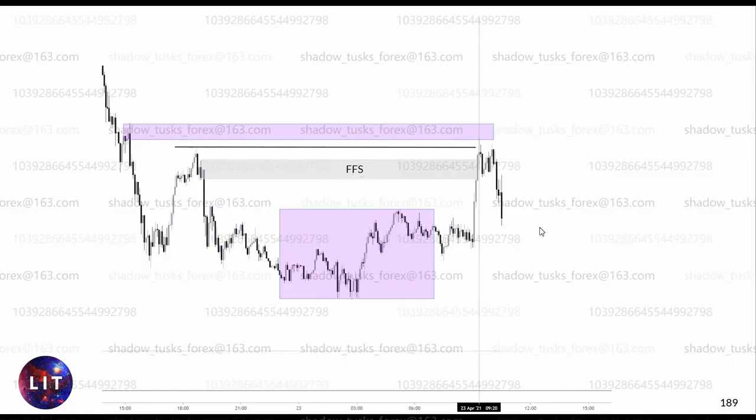What do we do after the reaction? Internal break of structure. No, not really, sorry. Not an internal break of structure, maybe under 1 minute. But guess what? We can make our markup the imbalance zones. Gets there, mitigates it. What do we do before that?